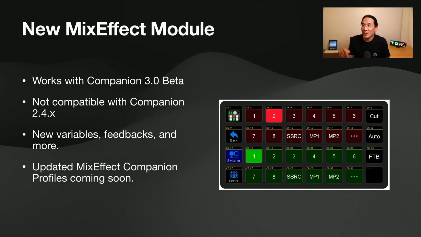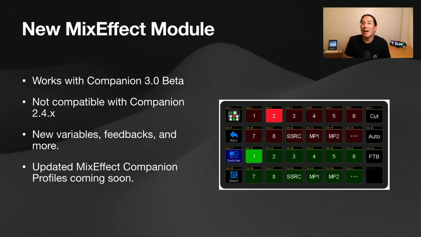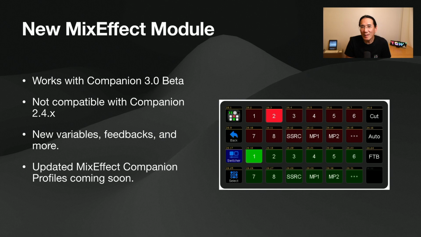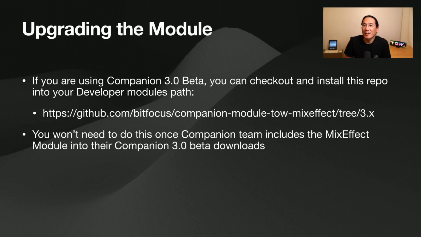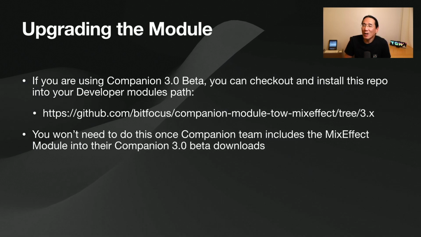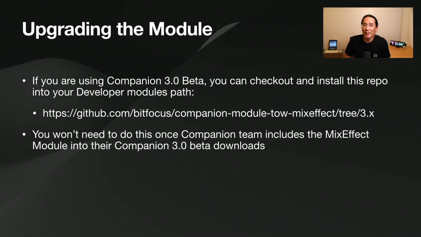So you'll finally be able to have a switcher interface here that correctly shows which source is on program and which source is on preview. And eventually I'll have updated MixEffect companion profiles for the ATEM Mini Pro and the ATEM Mini Extreme and Mini Extreme ISO soon. How to get the companion module: you can currently get it from the GitHub repo right there. And you can install that file or that folder into your developer modules folder for Companion 3.0. You won't need to do this once the team at Companion integrates this MixEffect module into their Companion 3.0 betas. But right now, you need to download the module and install it.